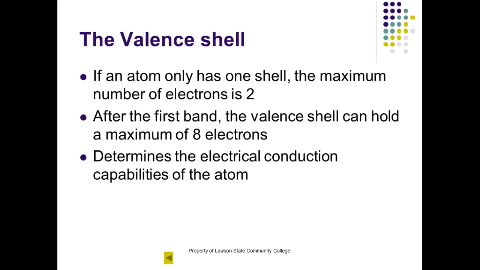If an atom has one shell, the maximum number of electrons is 2. After the first band, the valence shell can hold a maximum of 8. So one shell, we can have weird things. But if we get 2 shells, that second shell becomes the valence shell, and the maximum it will ever hold is 8 electrons. And be balanced. Are we okay so far? This determines what category this falls in. This determines whether it's an insulator or a conductor or a semiconductor.